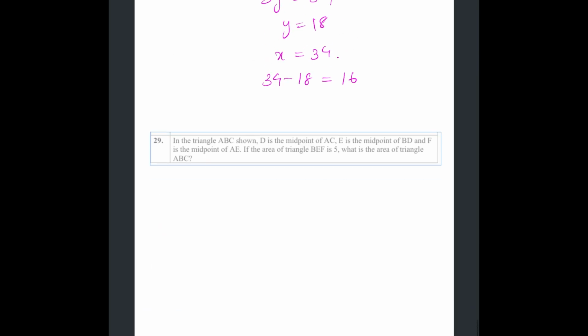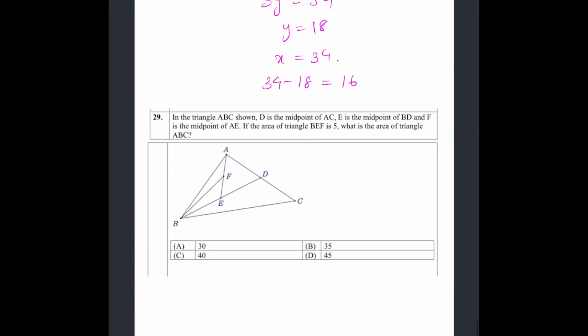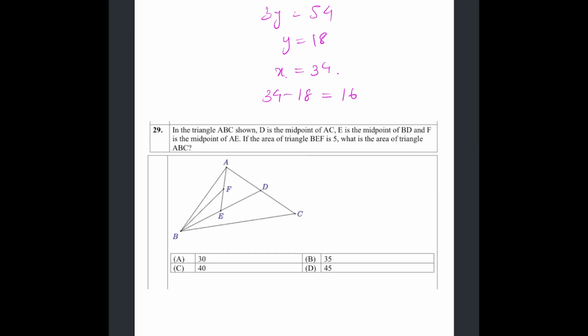Okay, let's look at question 29. So we discussed in a previous question, in the parallelogram question, that the median of a triangle divides the triangle into two triangles of equal area. So this area will be equal to this area because F is the midpoint of AE. Here it's given. So this yellow area will be equal to, let's say, this red area.